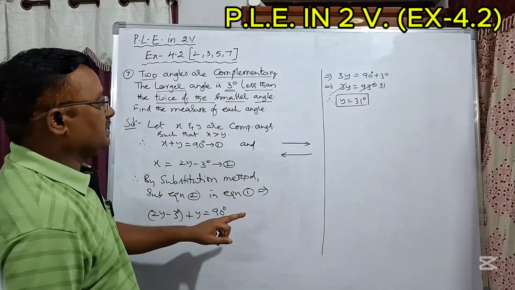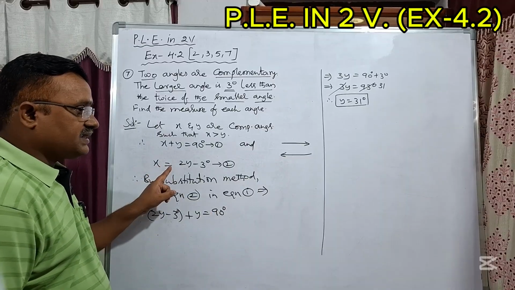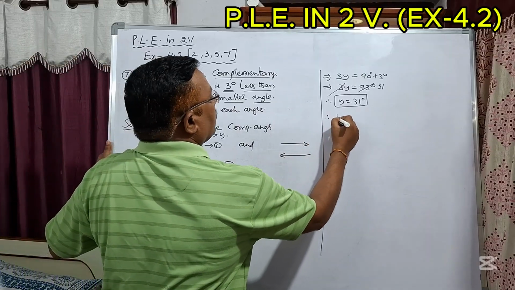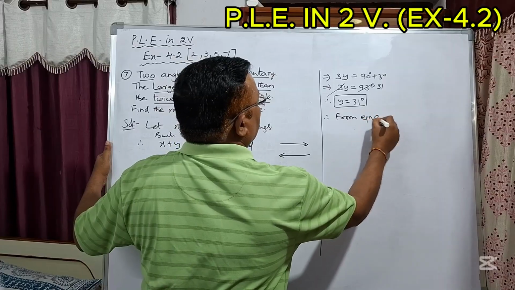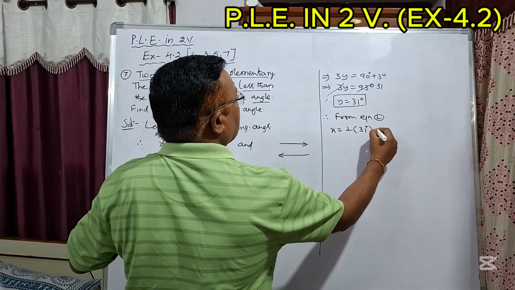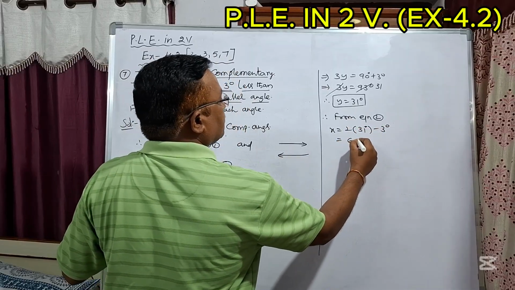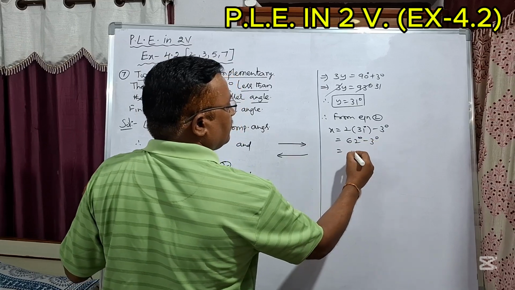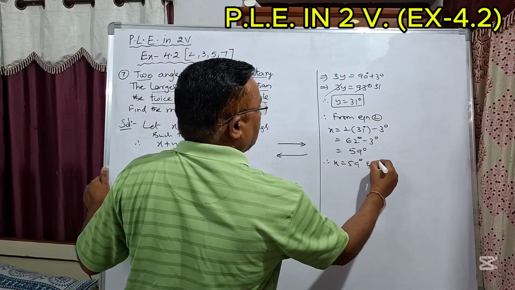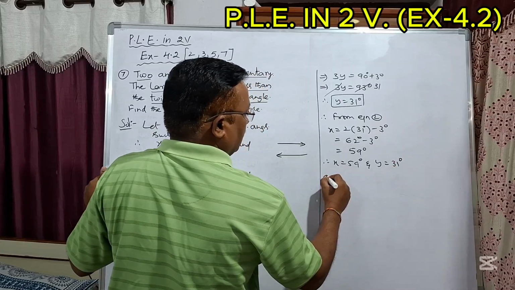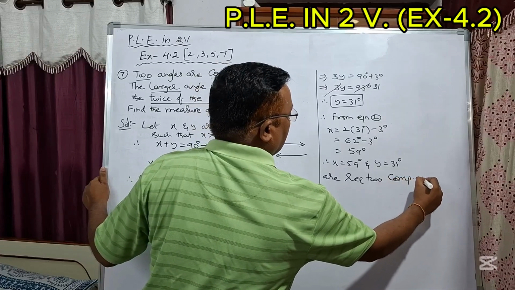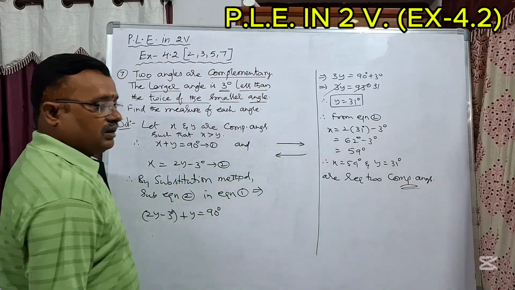Okay, by the substitution method, since we substituted x, we got y. Understood? So, therefore, from equation 2, x equal to 2 times this y value minus 3 degrees, that is 62 degrees minus 3 degrees. This is equal to 59 degrees. Therefore, x equal to 59 degrees and y equal to 31 degrees are the required complementary angles. Got it, Nana?